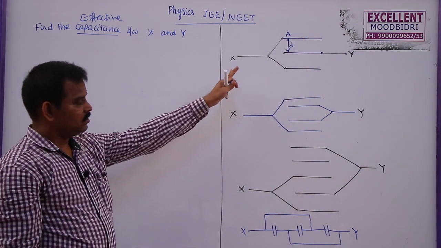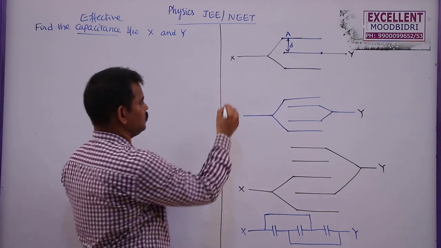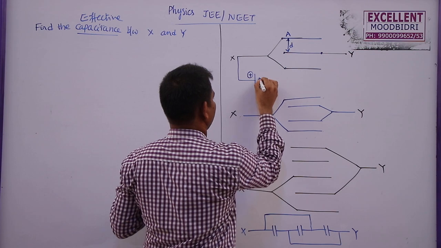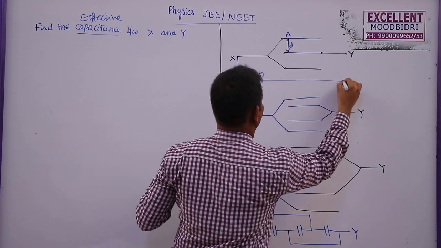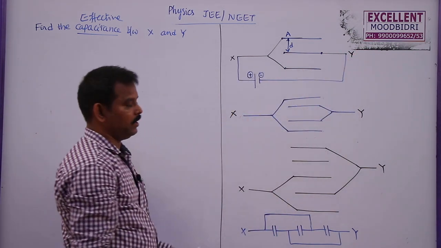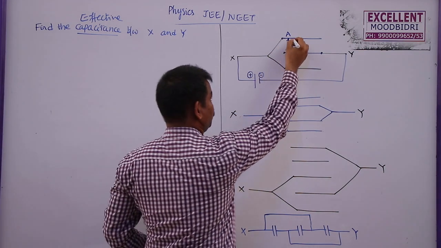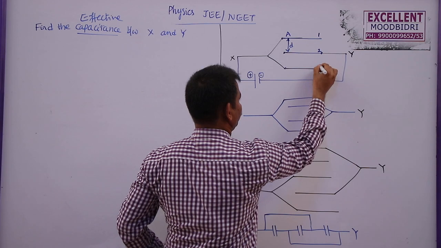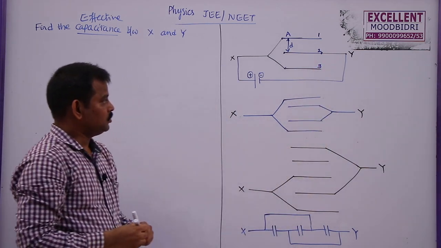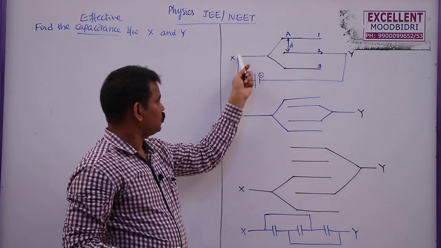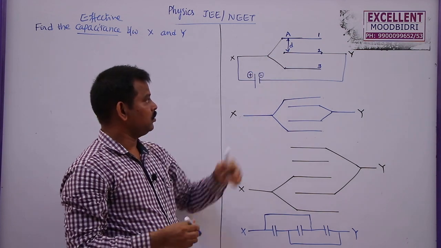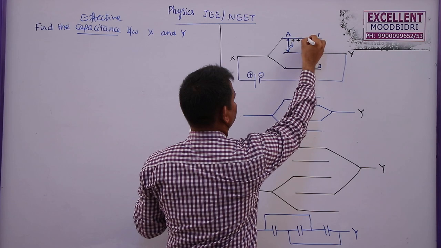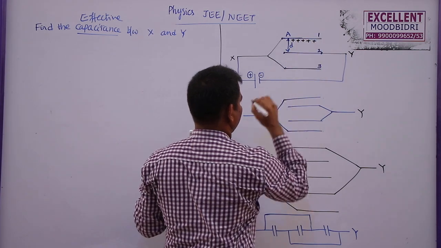Now whenever these type of problems are given, first you just assume that X is connected to positive terminal of the battery, Y is connected to negative terminal of the battery. Then first plate, here I will take this as 1, plate 2, plate 3. The first plate, as it is connected to the positive terminal of the battery, will get a positive charge. So this is a positive charge. This plate will get positive charge here.